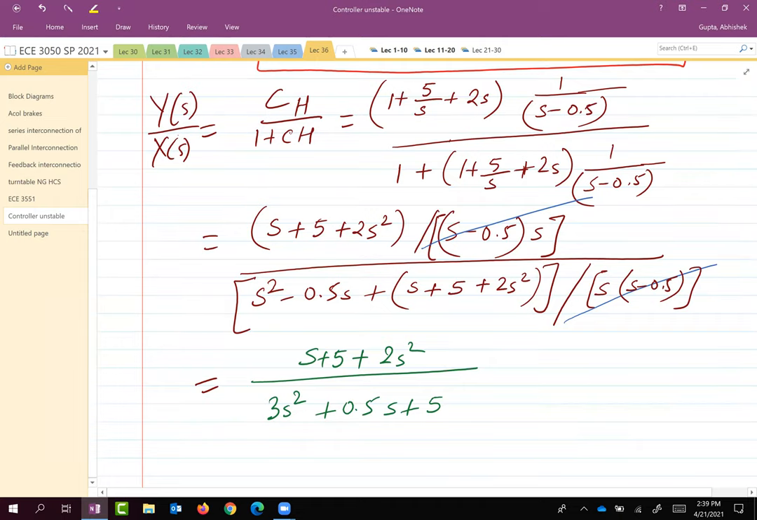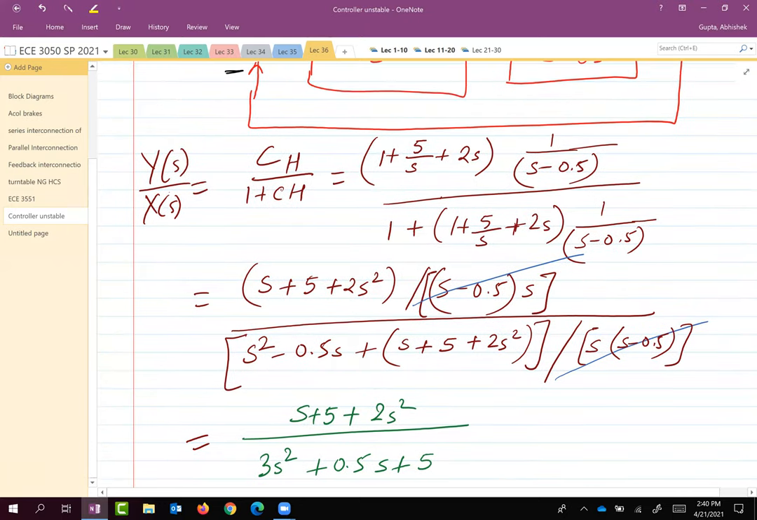Any questions so far? Did you just multiply the numerator and denominator by S over S? Is that what you did to get to the second row? So yeah, that's right. You remember this S is in the denominator. So I just changed this 1 plus 5 over S plus 2S to S plus 5 plus 2S squared over S. And that over S is here. Oh, okay. Yeah. And I did the same thing in the denominator as well. Okay, thanks.